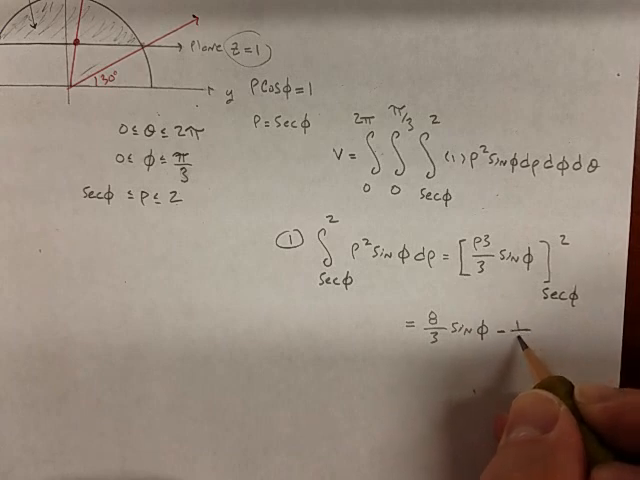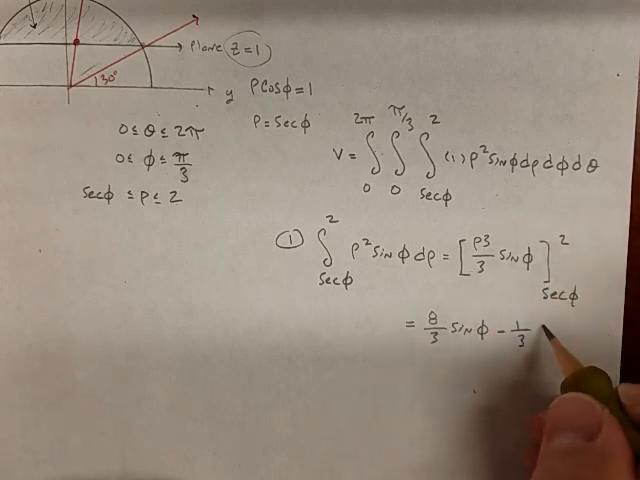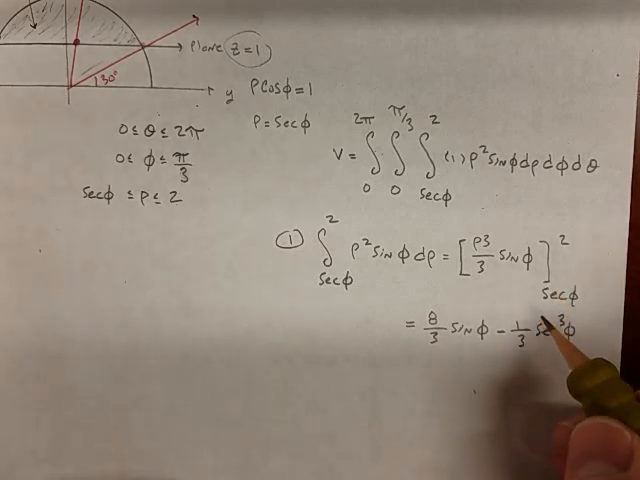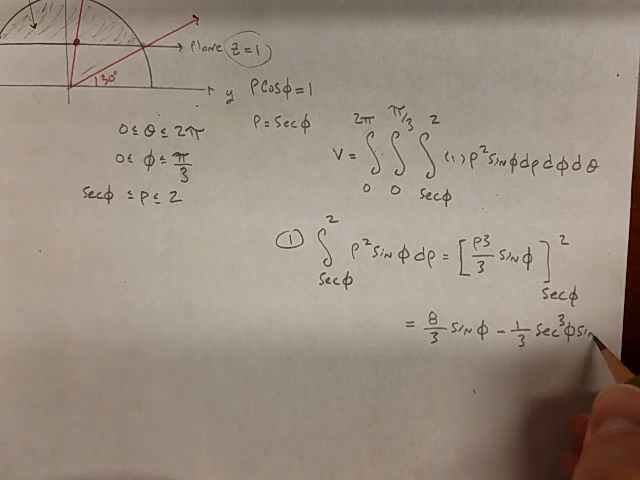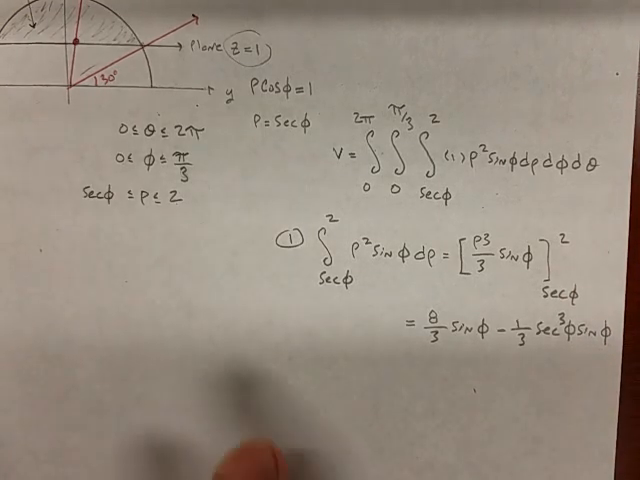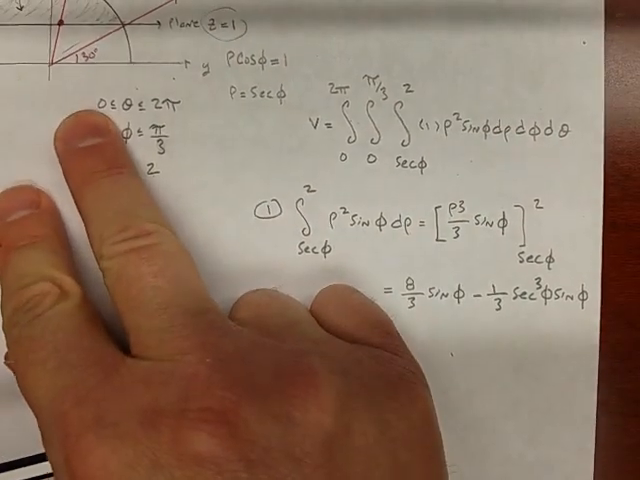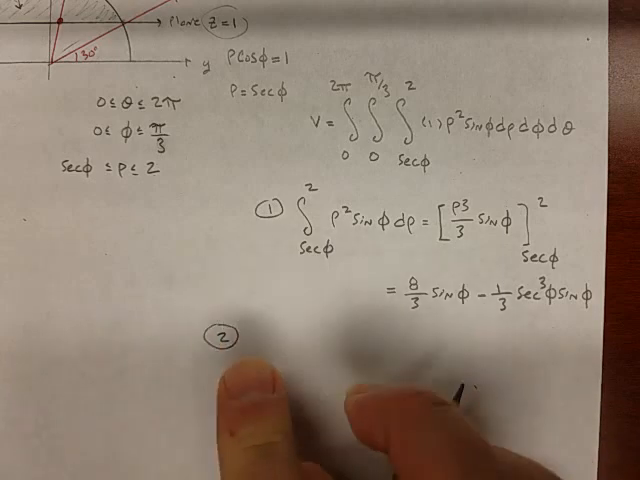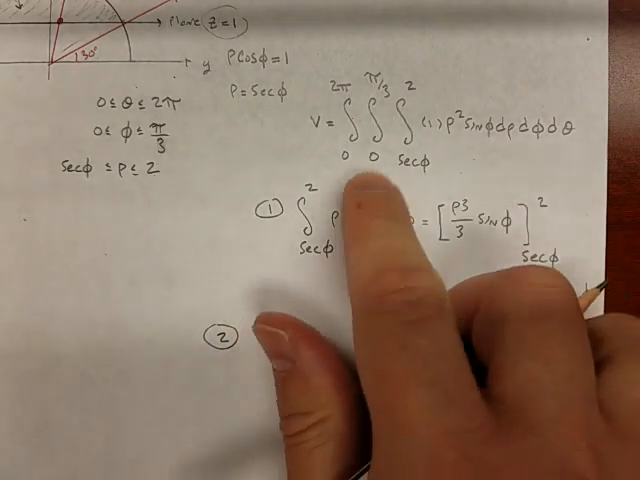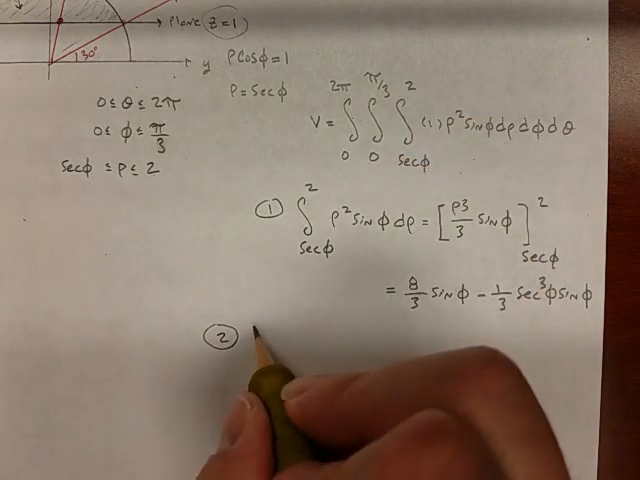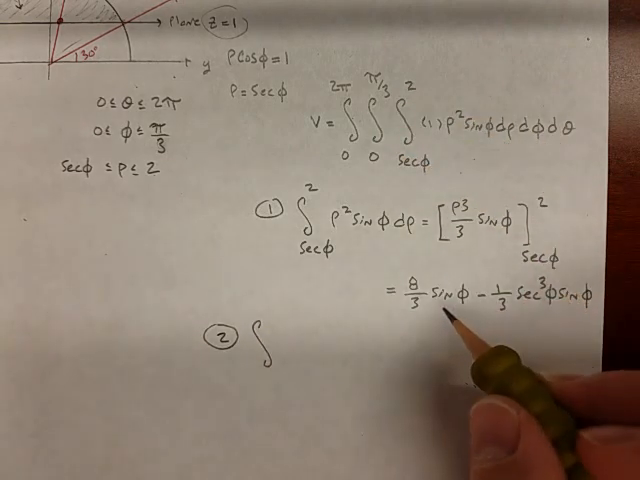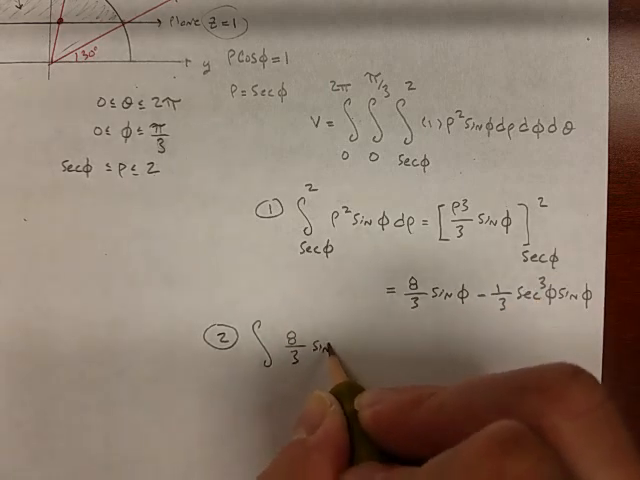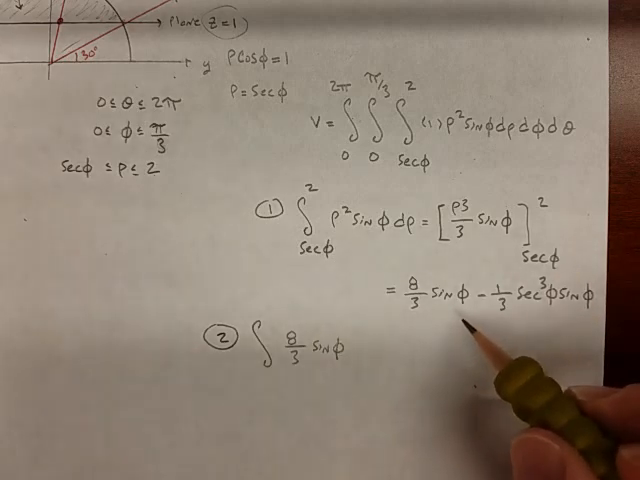Minus 1/3 secant to the 3rd power phi, then times sine phi. Alright, so there we are. Now I carry that in the next step. Integrate it with respect to phi, with the bounds that we agreed on up here. But let's do this. I don't have a problem with that first thing, 8/3 sine phi. No issues with that.